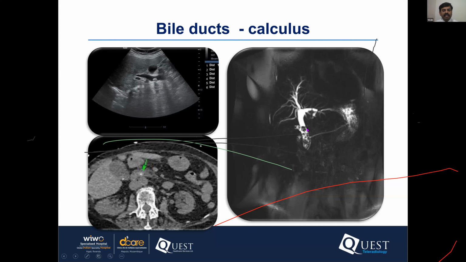MRCP is the investigation of choice, and we see the filling defects as well as the entire biliary tree very well visualized on MRCP images.